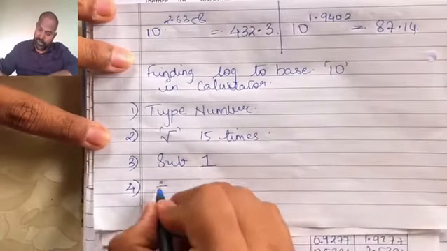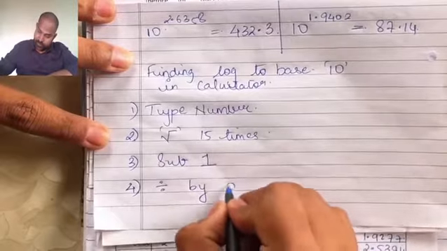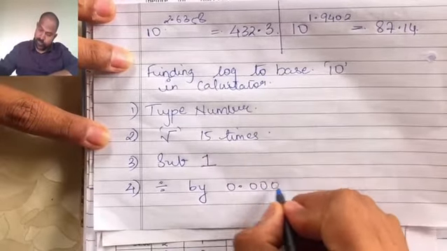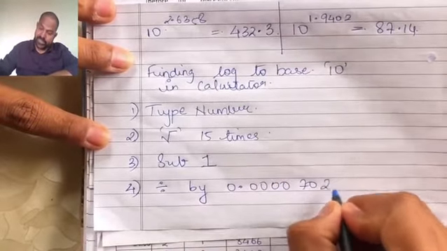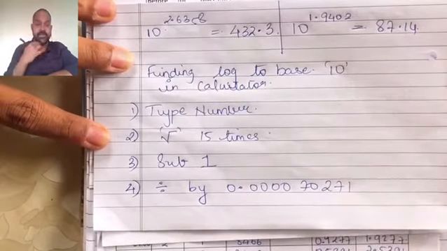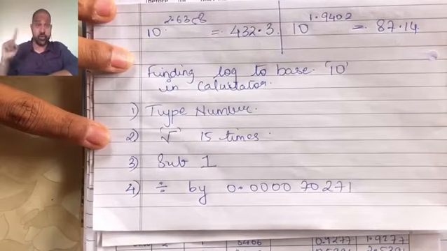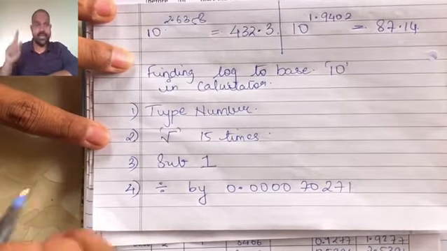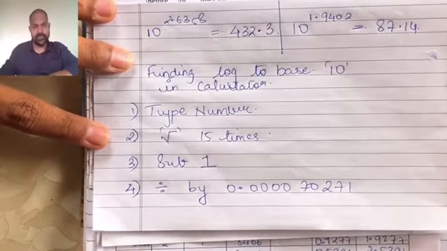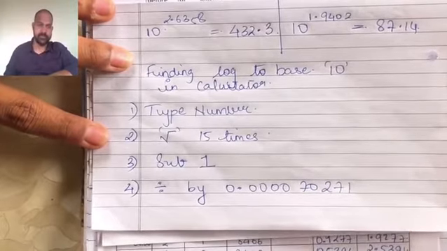We are going to divide by 0.000070271. This is how I remember it. 70 to 71. That's your answer.